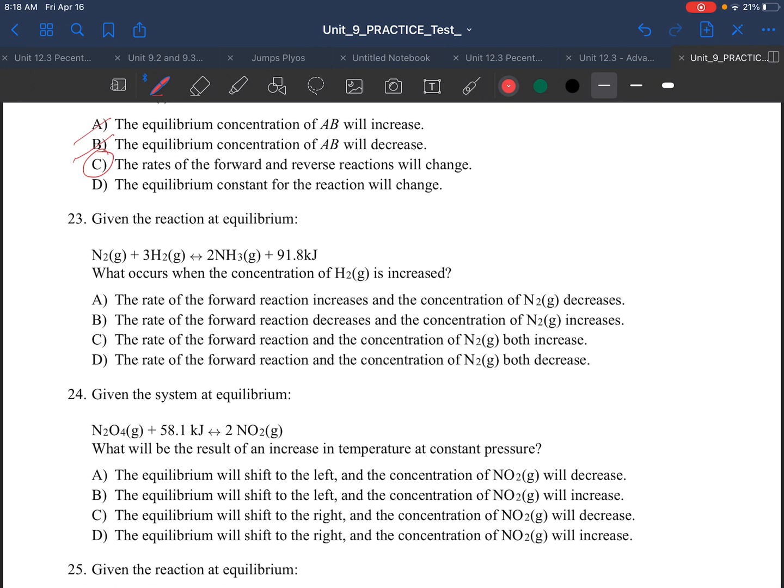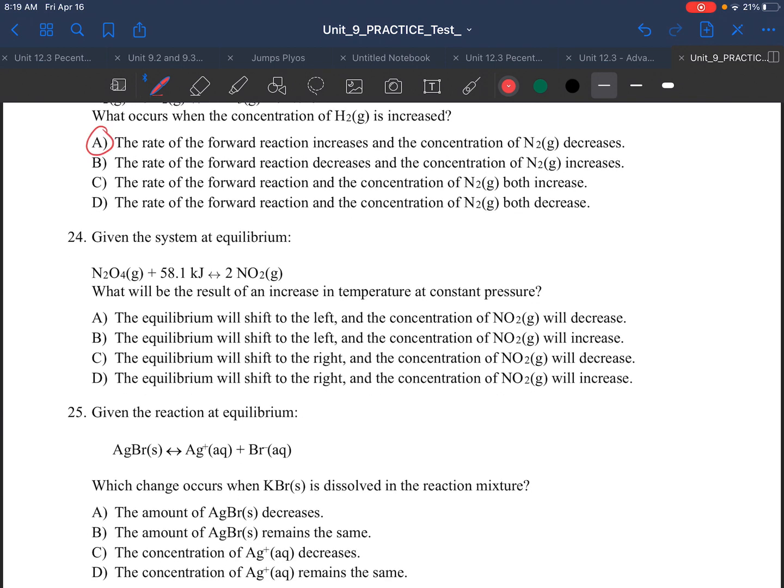23. What occurs when the concentration of H2 is increased? So that's when we think about if we increase this side, that would push our teeter-totter up and our ball would roll to the right. So answer A. The rate of forward reaction increases and the concentration of N2 will therefore decrease.